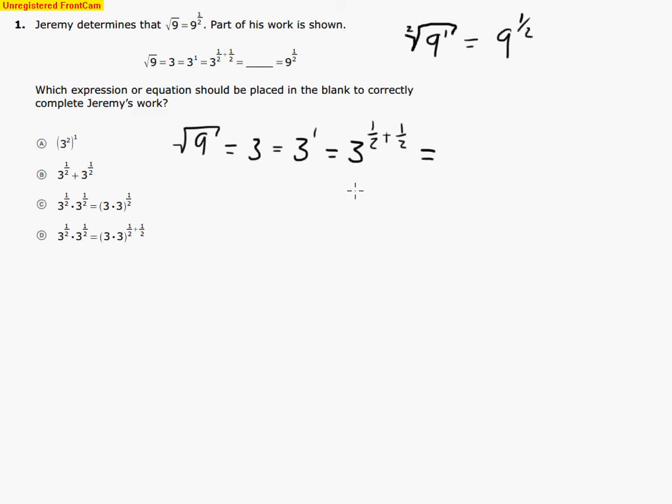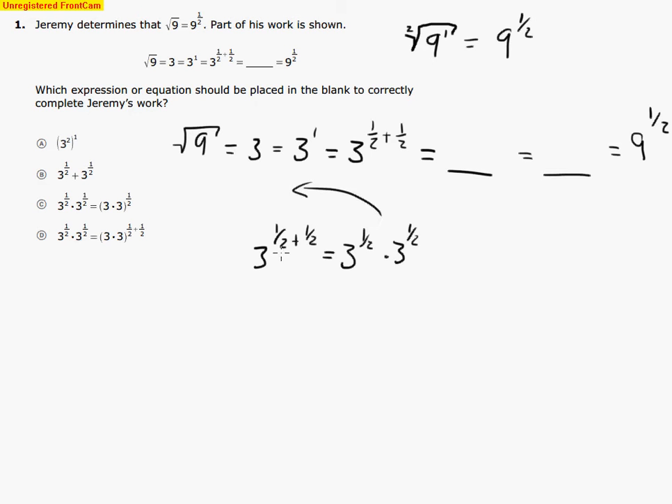We have to use some new logic to get 2 new steps before we get to the end where we have 9 to the 1/2. So the piece of logic that we're going to use here is I know that if I have 2 exponents added, I'm going to have my base and then my base the second time. So base to the exponent and then base to the exponent. So if I have 3 to the 1/2 plus 1/2, it would follow that I have 3 to the 1/2 times 3 to the 1/2.